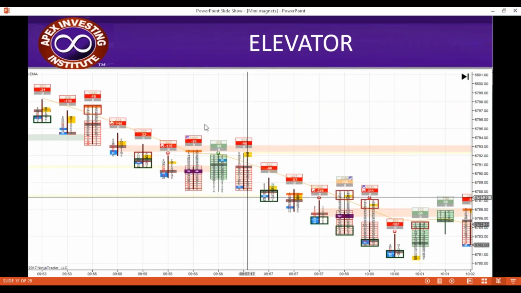But let's talk about something here. Let's talk about an elevator. All right, we've got a regular elevator. We've got the market coming down, and then on this bar right here, we have an up close bar, right? Then we have a down close bar, and the market continues. Is there a mini magnet on the bottom of this bar? No. Okay, because it's 4 and 0, so there's no mini magnet there.